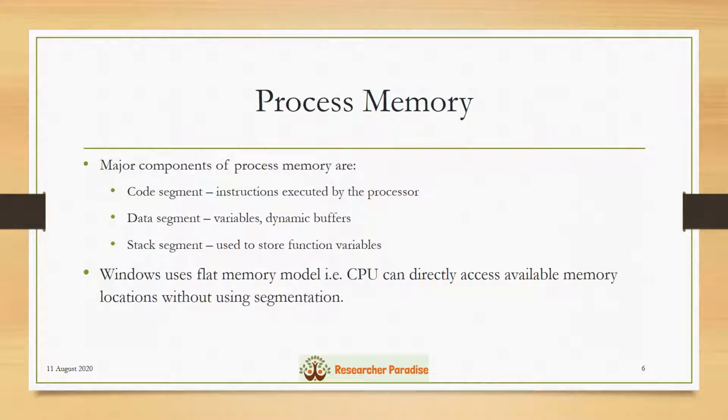Windows application uses parts of memory, which includes process memory as well. This process memory consists of the following major components. Code segment, it consists the instructions stored by the processor. Data segment, it holds variables and dynamic buffers. And third, the stack segment, it's used to store the function parameters and variables. The Windows OS uses flat memory model, which means CPU has access to available memory locations without any segmentation.